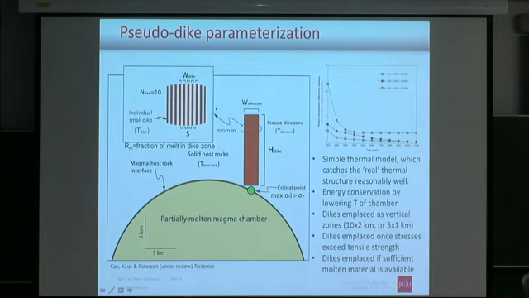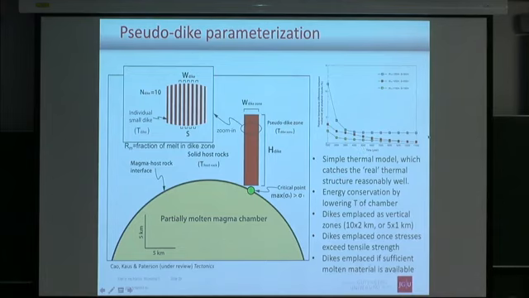They will be hot, they will have a certain spacing, and it turns out that you can approximate that thermally by a very simple function where you just make this zone a little bit hotter than the surrounding rocks. And that approximation works quite well, so you approximate the real one with less than 5% difference after a few thousand years.